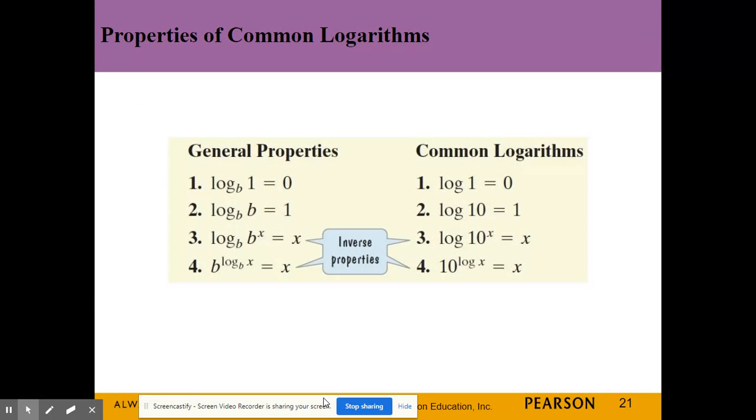So some general properties. These are the ones we already talked about, right? For a common log, it basically works the same. Log of 1 is still equal to 0 because the exponent you put on 10 to get 1 is still 0. Log of 10 is equal to 1 because the exponent you put on 10 to get 10 is 1. Log of 10 to the power of x is equal to x based on the inverse rule. And 10 raised to the power of log of x is equal to x.